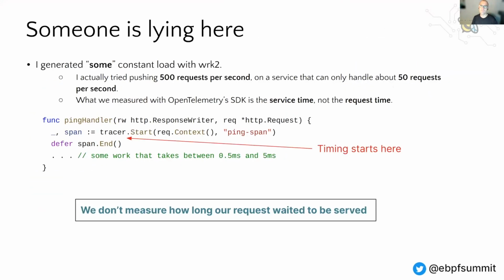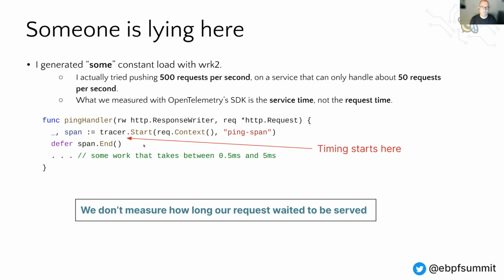Well, I wasn't being fully upfront about how I generated this workload for this service. I generated a constant load of 500 requests per second on a service configured to only handle about 50 requests per second. So I'm overwhelming the service. And technically, what we measure with the OpenTelemetry SDK in this case is the service time, not the response time. We never measure the time the request spends in the queue waiting to get served. So really, the measurement starts here.